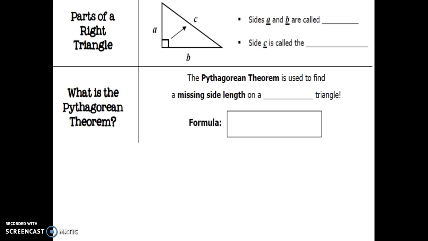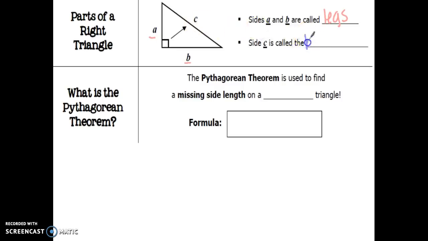So we have a right triangle here. We can see that because it does have that 90-degree angle. And so sides A and B are called legs. So that is A and B. And these two are interchangeable. So we could have said this side was B, we could have said this side was A. It doesn't really matter. The one that does matter, and it is very important, is side C.